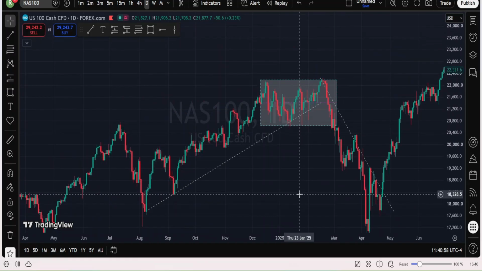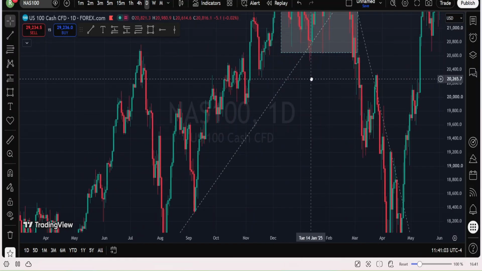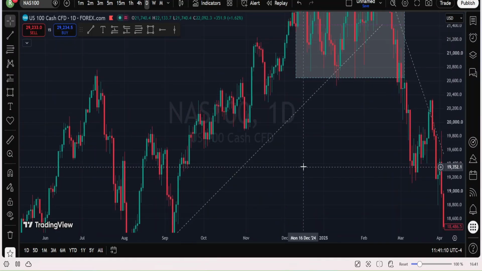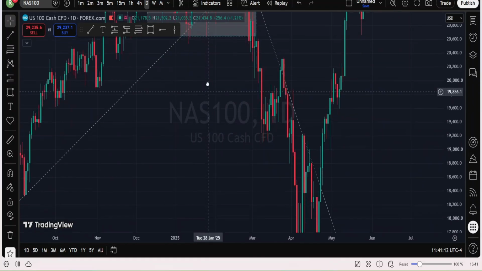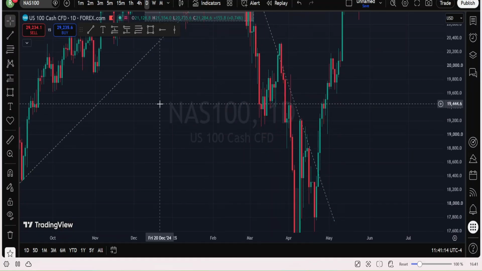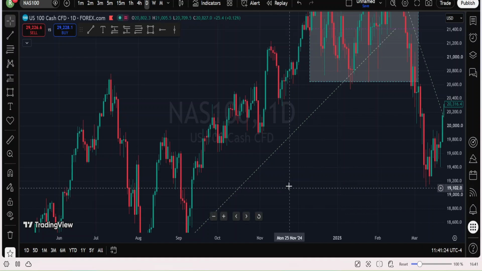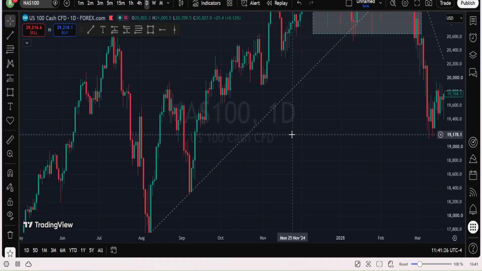Then defining the next one, which is break of structure. Taking a look at this particular trend, in an uptrend we are expecting the market to make higher highs, right? And in a downtrend, we're expecting the market to keep making lower lows. The break of structure can occur either in an uptrend or in a downtrend. What we are actually looking at is that the market structure gives us a direction.